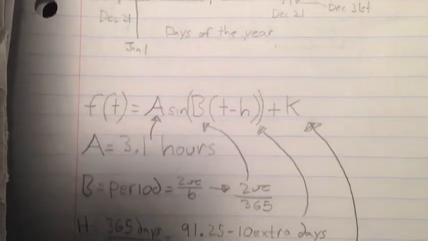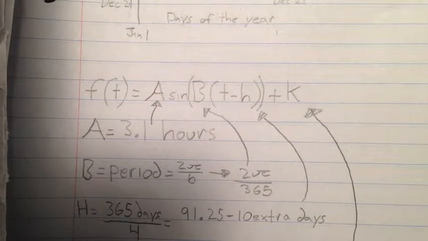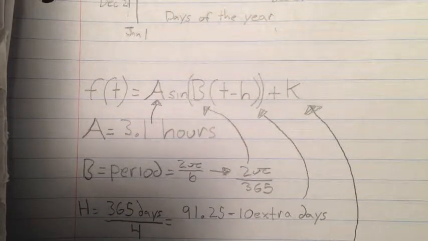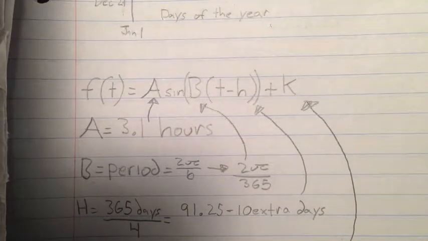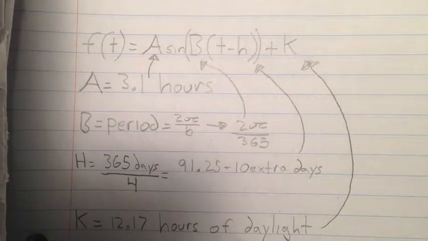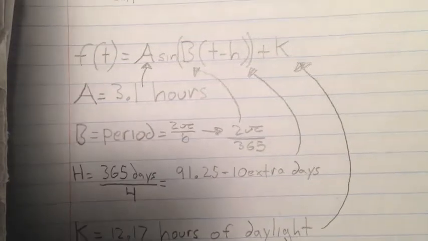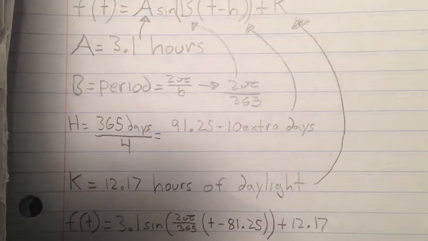The h is where there were a lot of problems because I had to figure out whether it was plus 10 extra days or minus 10 extra days. But we know that it's 365 days in a year divided by 4, which is 91.25. And you have to subtract the 10 extra days because that's getting us from December 31st to December 21st. The k is pretty easy to find, as that's just the midline, and it's the average hours of daylight in a day, and that's 12.17. So if we put this all together, we get this equation.